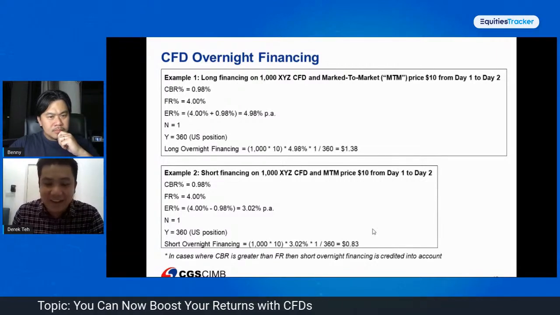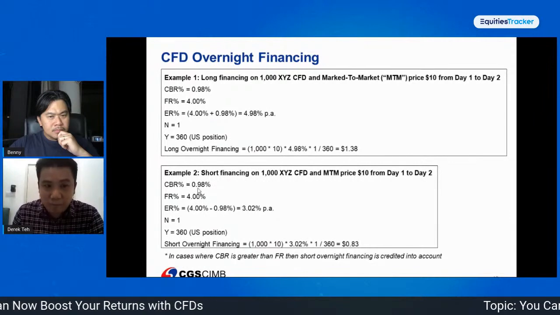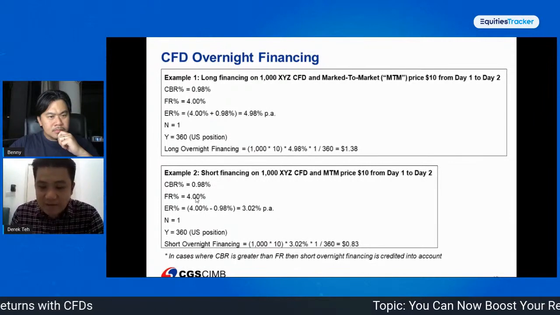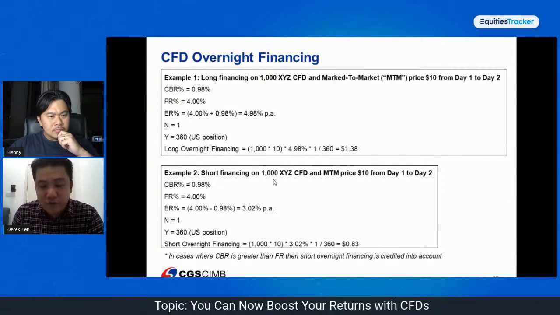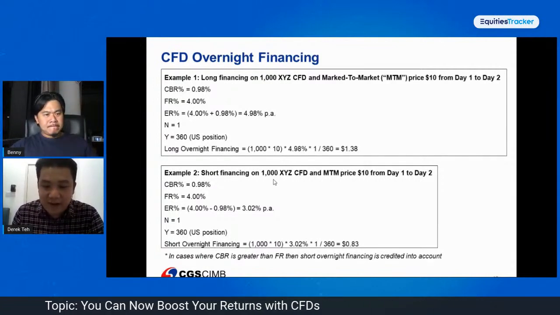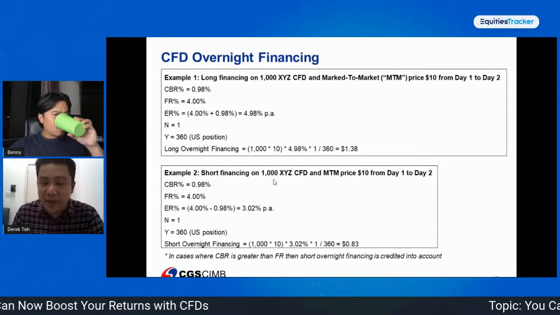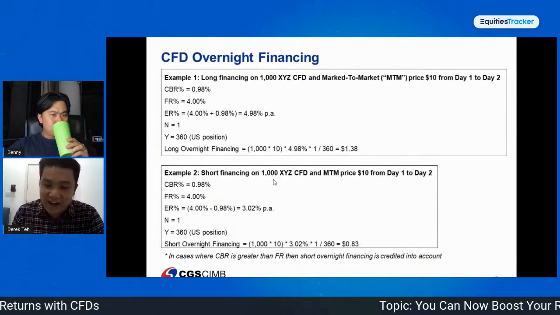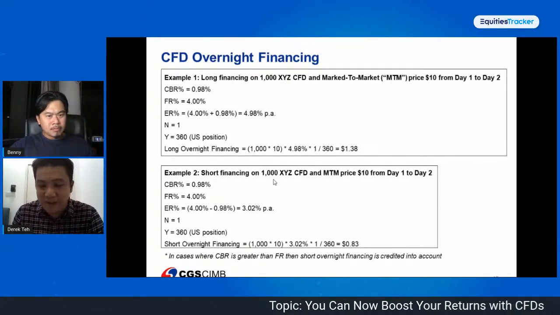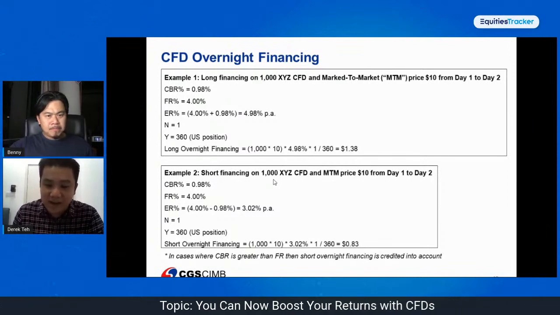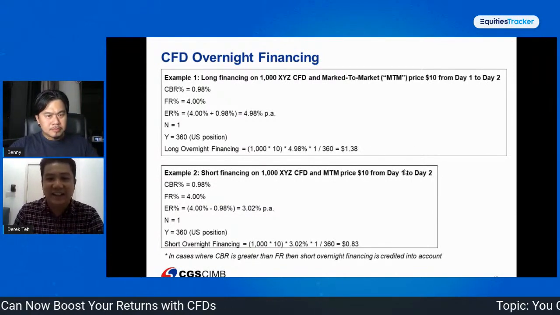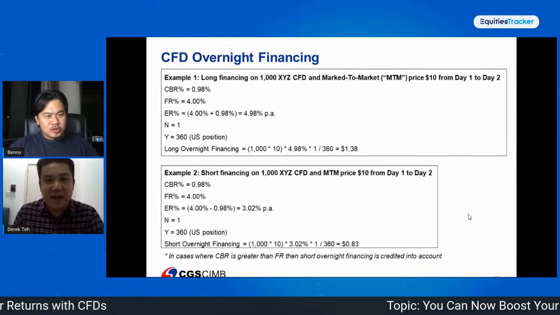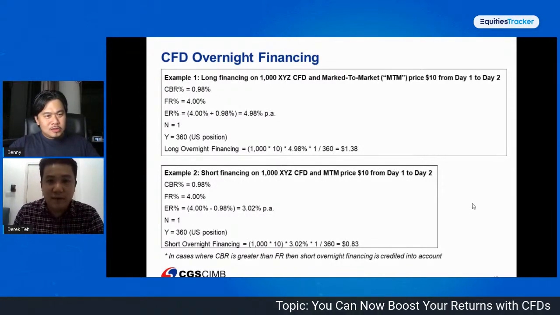Just in case the base rate is greater than the financing spread, the short overnight position financing will be credited into the client account. But I believe with the current low or even negative interest rate environment, this is very unlikely. So everyone can have a look at this.